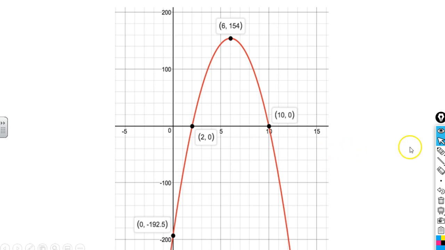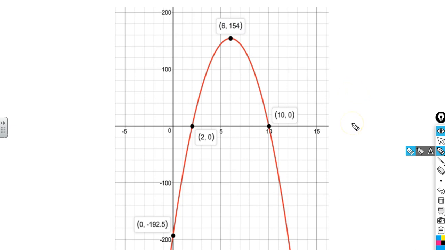A few things to make sure that we point out in the beginning is that the x-axis represents the price of the hat, and the y-axis represents the profit generated in hundreds of dollars. So when we see 154, we know that represents $15,400.